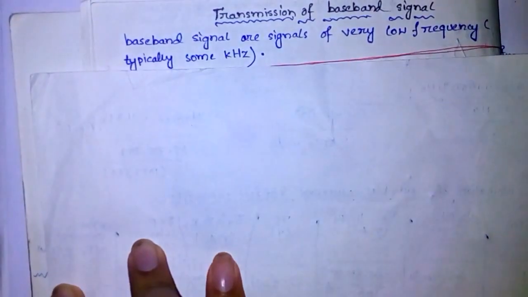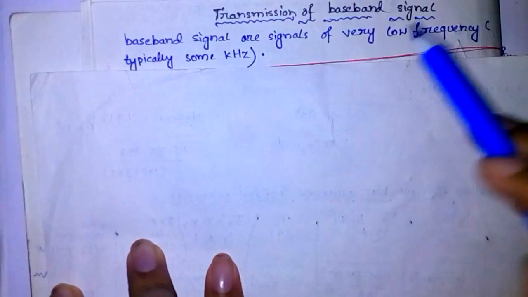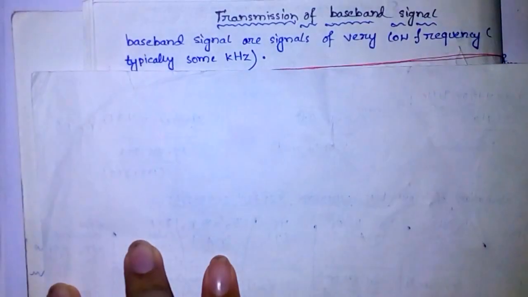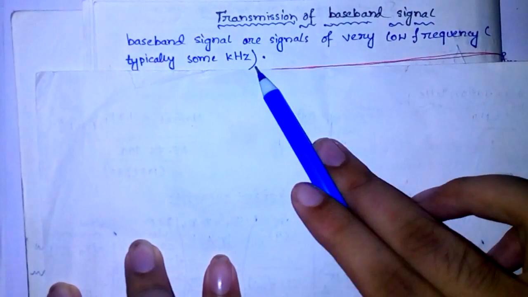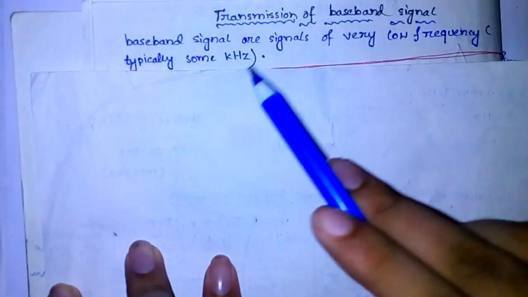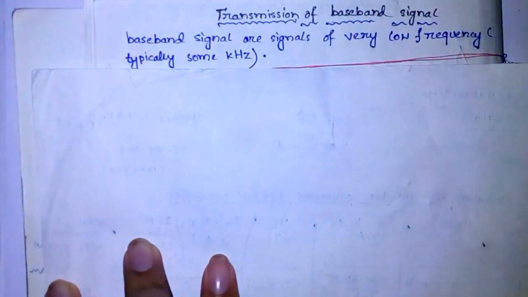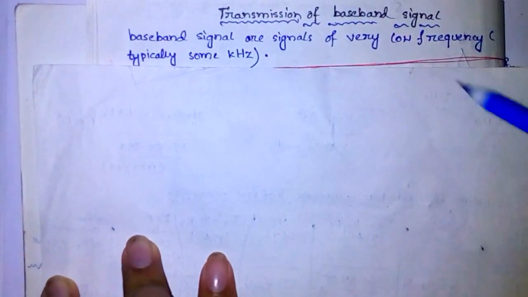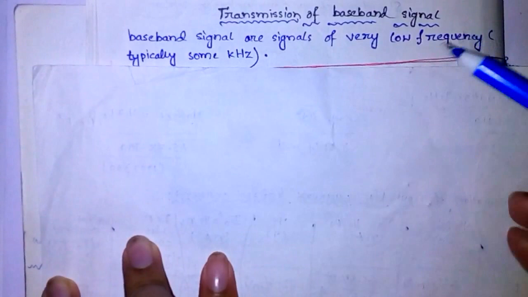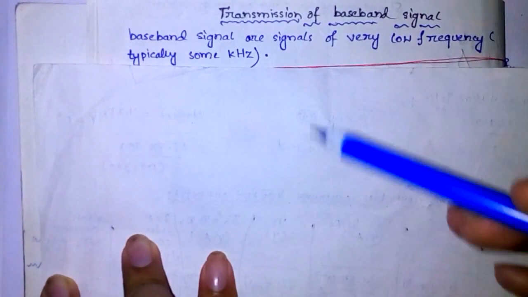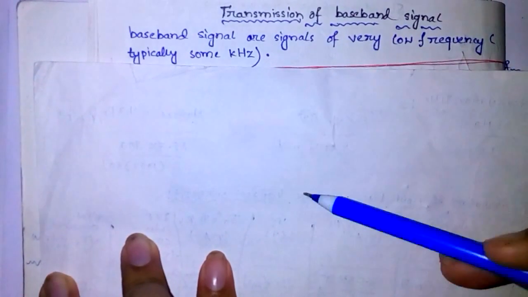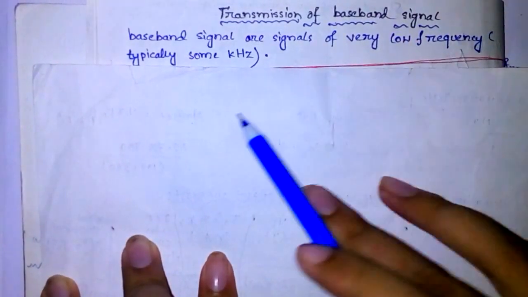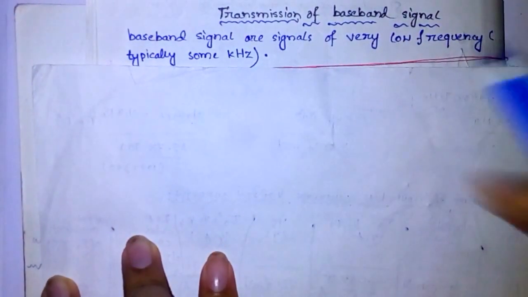Baseband signals are basically signals of relatively low frequency. The frequency of a baseband signal is very low, typically some kilohertz, maybe 10 to 20 kilohertz. What are examples of baseband signals? Here I'm talking, so this is a voice signal, which is also a baseband signal. Now my voice is captured or recorded, so that signal will be an audio signal. An audio signal is also a baseband signal.